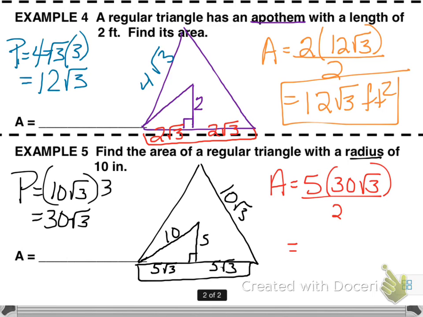Since this one, the 5 and the 2, you can reduce it if you want. But 5 times 30 is 150 divided by 2. We have 75 square roots of 3, and our units are inches squared.